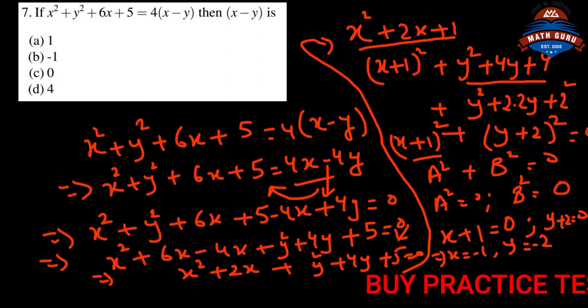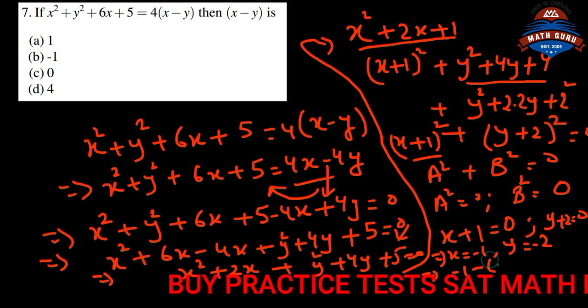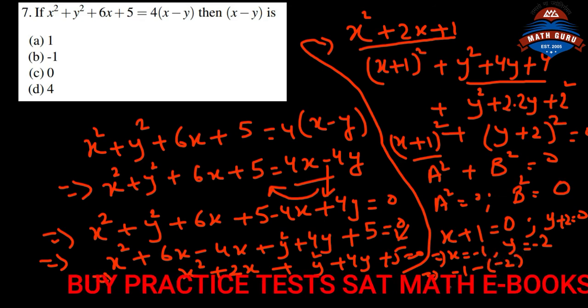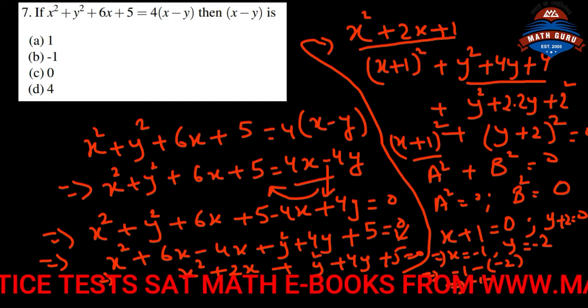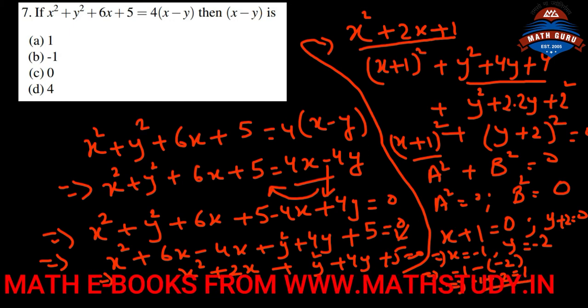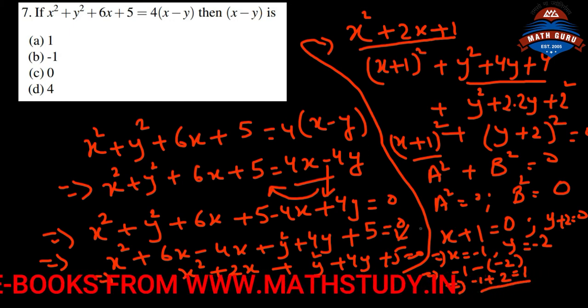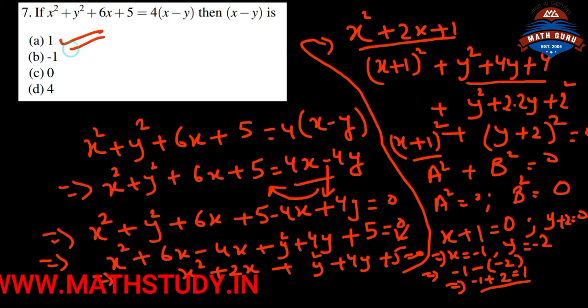So what is our question? Basically, x minus y is what? So x is minus 1 and minus of y, which is minus of 2, and this minus minus is plus 2. So minus 1 plus 2 is nothing but 1. So do we have answer 1 here? Yes, option number A is our answer here. So answer 1 is available in option number A.